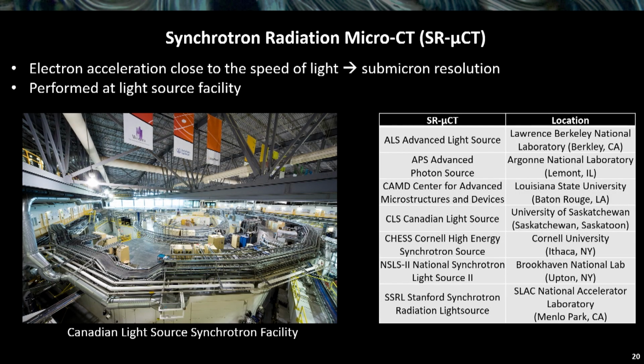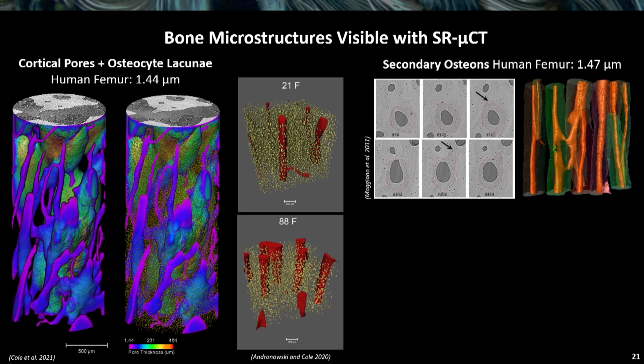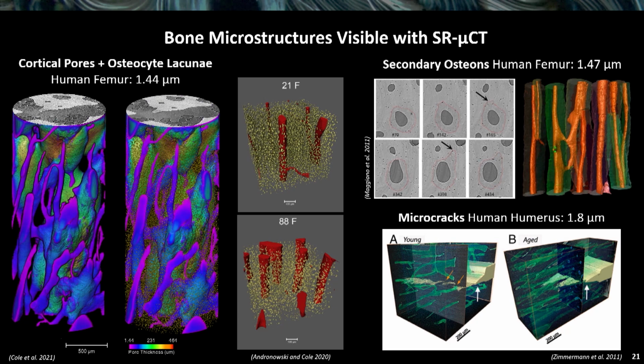The highest resolution imaging method that I've used that is also an X-ray based method is synchrotron radiation micro CT, and this accelerates electrons close to the speed of light, allowing us to achieve submicron resolution, and this has to be performed at a specialized light source facility, which is essentially just a giant microscope. And I did this at the Canadian Light Source with a postdoc collaborator, the Andronowski Lab, which I'll talk about a bit. And this can see much higher resolution structures, not only those pores again, but also the osteocyte lacunae where the cells live, as well as microcracks and with phase contrast, even secondary osteons.